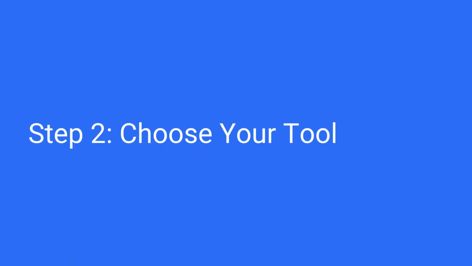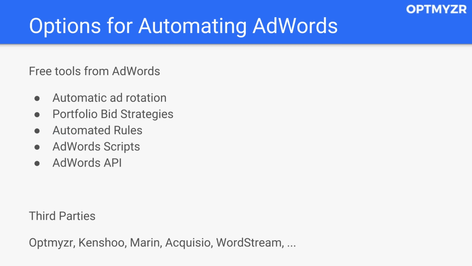So step number 2 is choosing your tool, right? So now that you know what you want to automate, you're often going to be looking at Google's free tools, and Google's free tools are awesome. Obviously, I used to work at Google, so I was because I'm an ex-Googler.